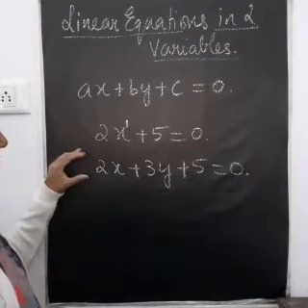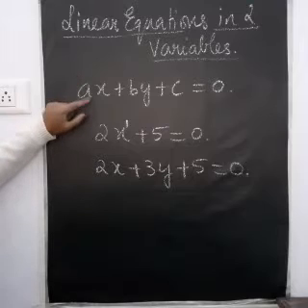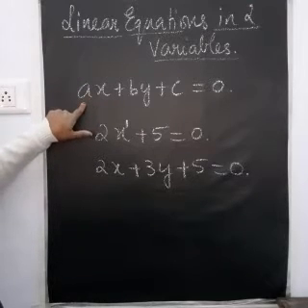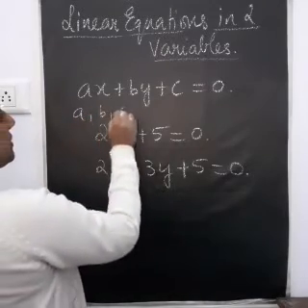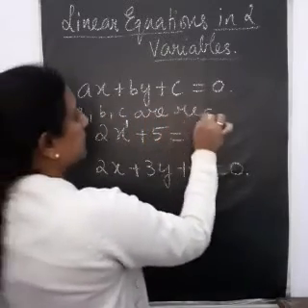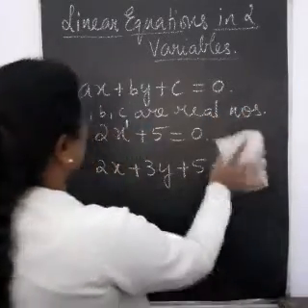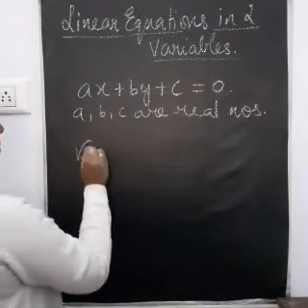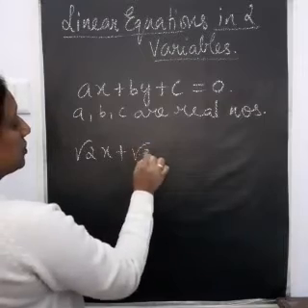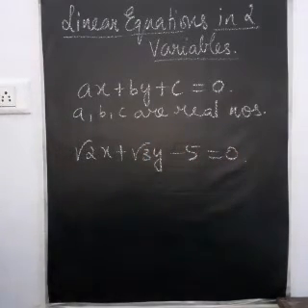So this is the standard form of a linear equation in two variables, and you should notice that a, b and c are all real numbers. Real numbers mean we can have roots also in the coefficient. So you can even have root 2x plus root 3y minus 5 equal to 0. Anything like this can be a linear equation in two variables.